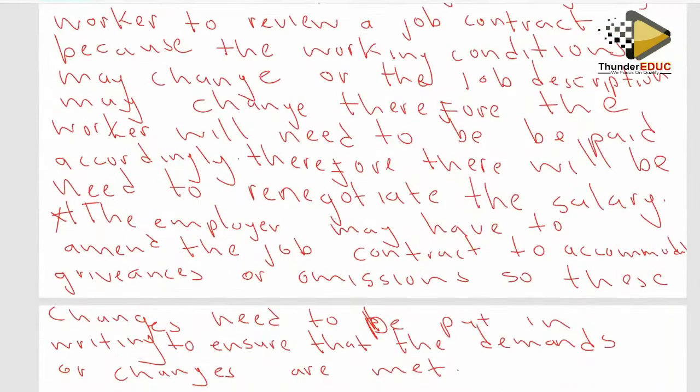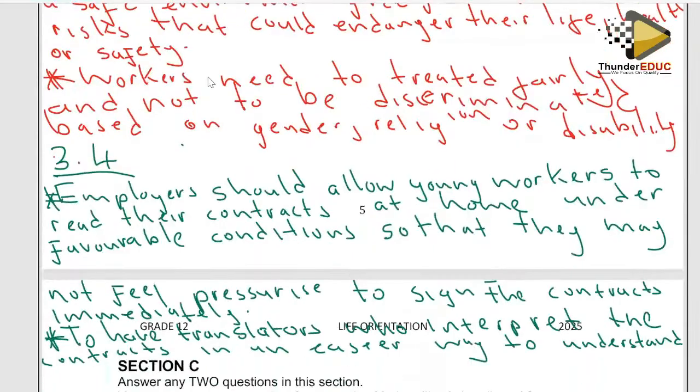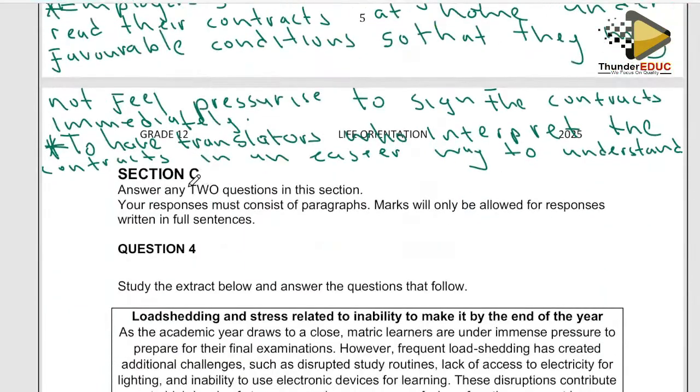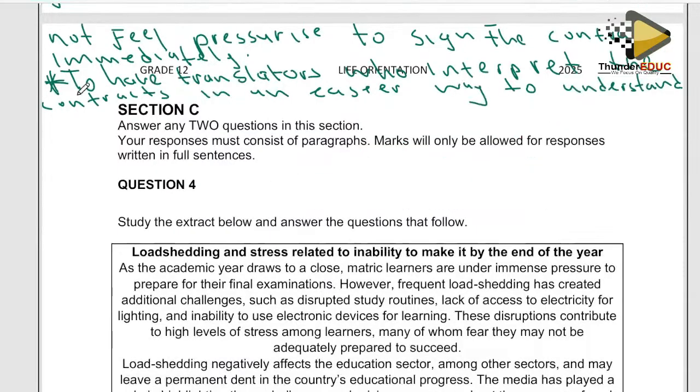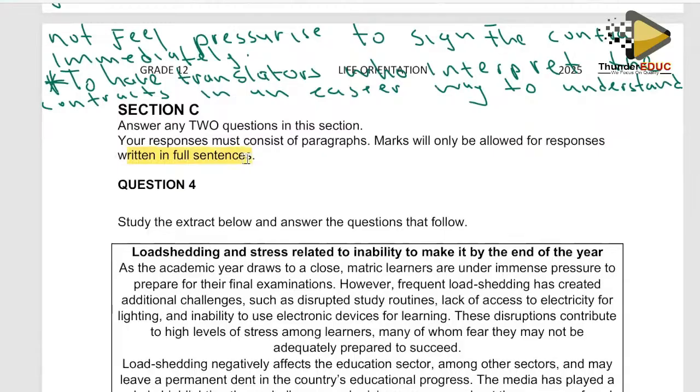Now we need to move on to section C, which is the section where you are supposed to choose 2 questions. So under this section, there is an extract. The instruction first says answer 2 questions from this section. Then your responses must consist of paragraphs. Marks will only be allocated for responses written in full sentences. So this is of utmost importance. You must make sure that your answers are written in full sentences. That is of utmost importance. Then study the extract below and answer the questions that follow.